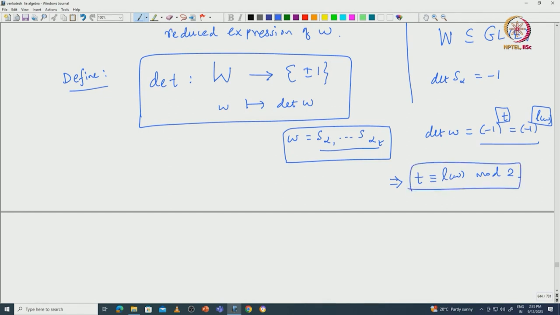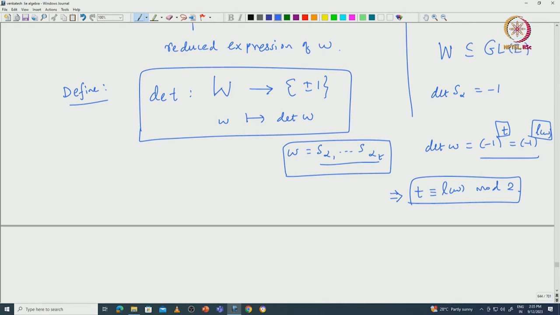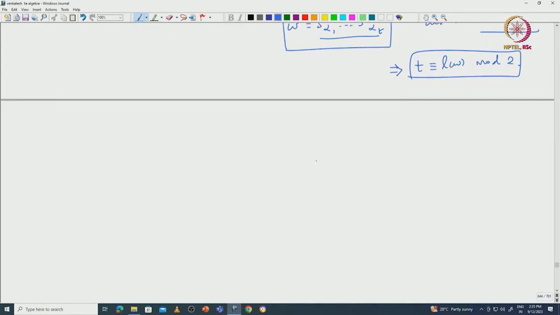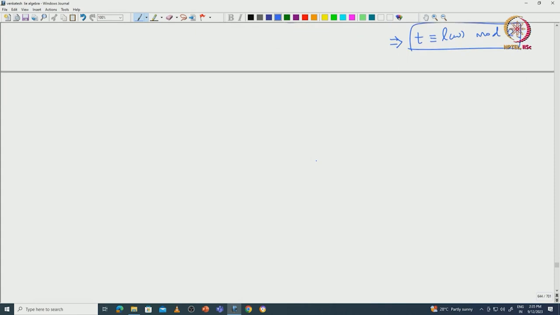Sometimes this actually helps us to determine whether a given reduced expression is indeed reduced or not. Anyway, we will see later how one can determine that using another characterization of the length function. But before that, let us recall the result that we already proved. This is something I proved in the last class.